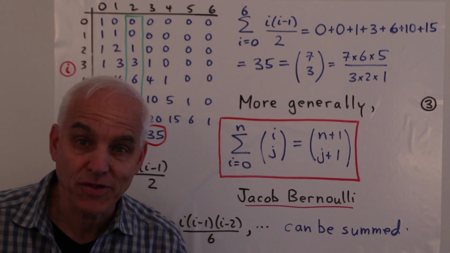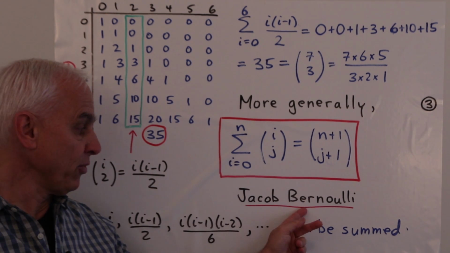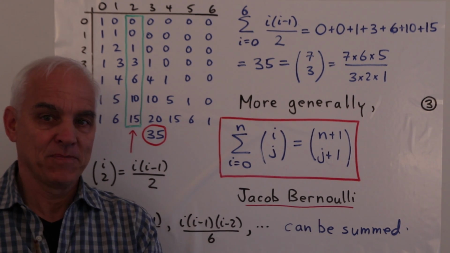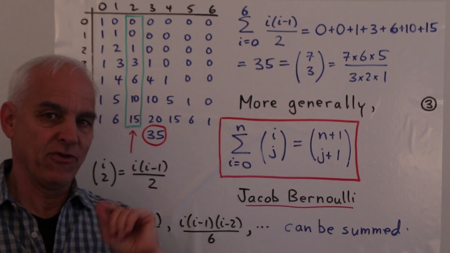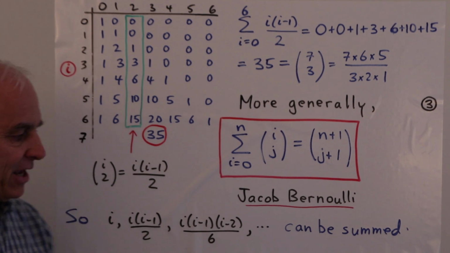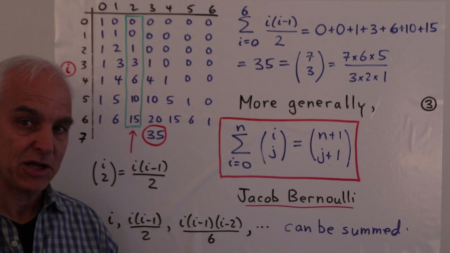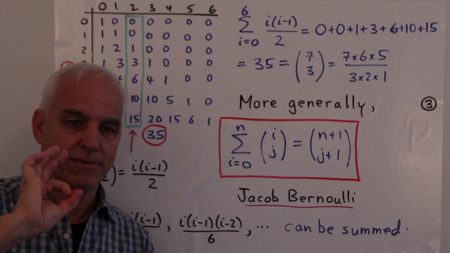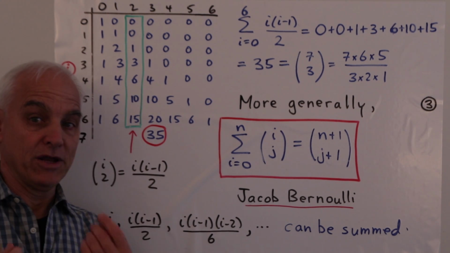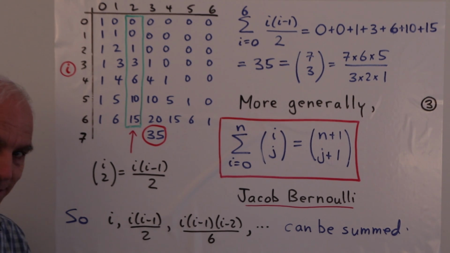So this realization that the columns of the Pascal array are easily summable is due to Jacob Bernoulli. And with that understanding, he was able to exploit that to find formulas for the sums of powers. His thinking is this: the columns here are polynomials in i, so we know how to sum these particular polynomials. And so if we're interested in summing a pure power, like i cubed, then what we can do is express i cubed as a combination of these ones.